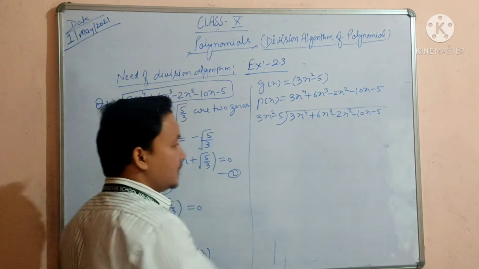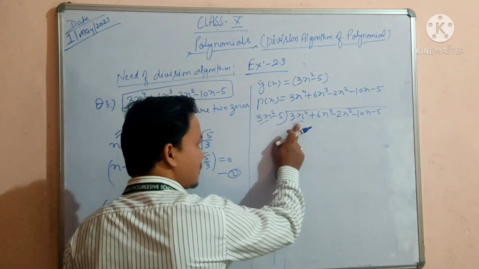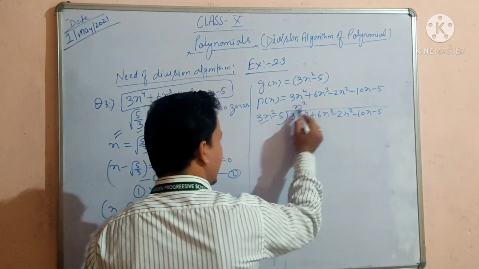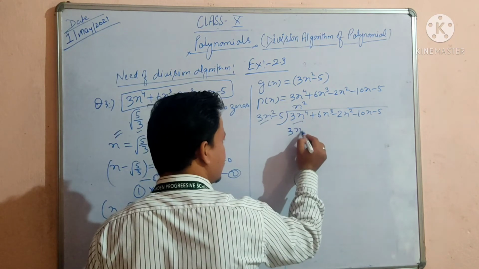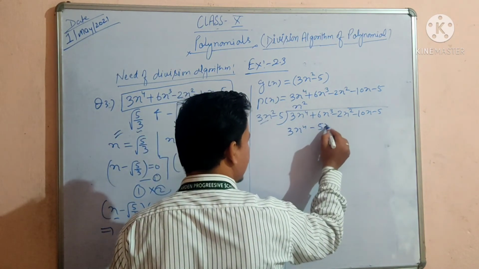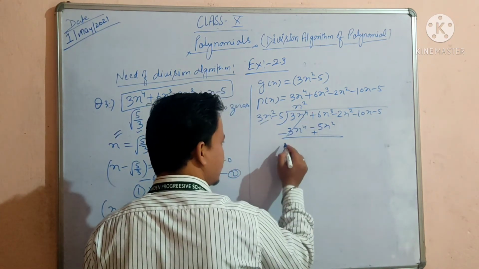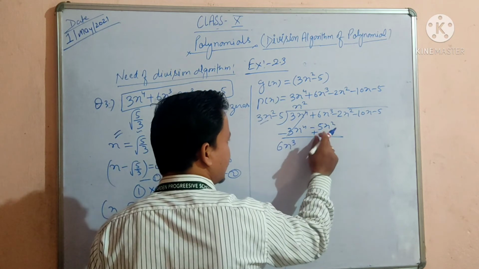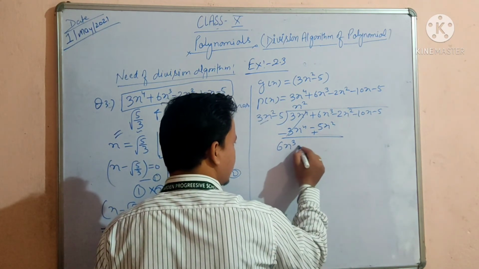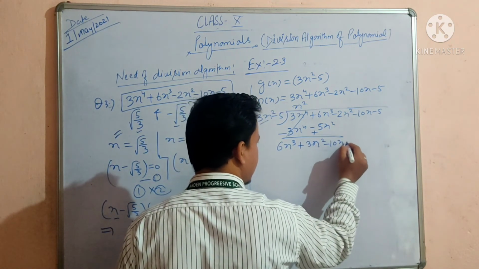Now divide it, beta. Here the first term is 3x square, here is 3x to the power 4. So to eliminate this one, we have to multiply here by x square. X square into 3x square, 3x to the power 4. X square into minus 5, that is minus 5x square. Okay. Minus plus, this will cancel out and this will give you 6x cube plus 5x square minus 2x square. So cancel करके कितना मिलेगा? Plus 3 times x square, and here is minus 10x minus 5.